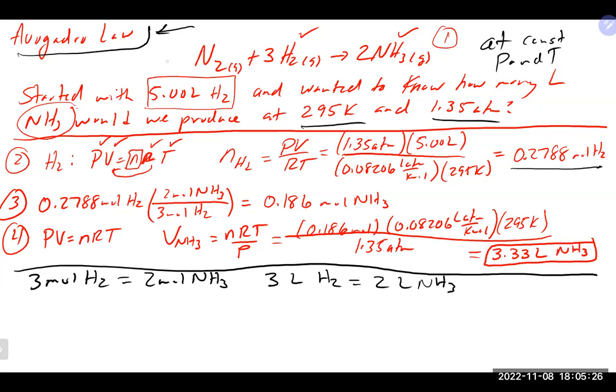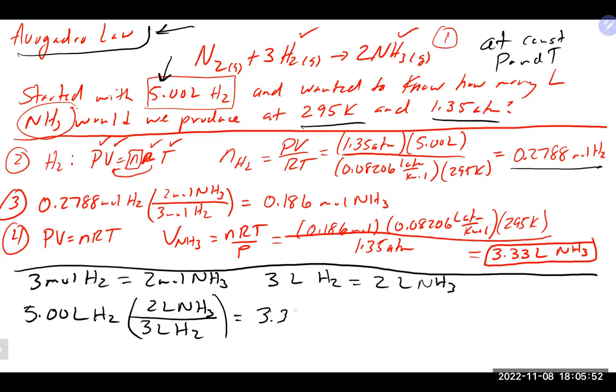We could actually start with our volume at the very beginning, which would be 5 liters of H2. And using our volume to volume relationship here, 3 liters of H2 gives us 2 liters of NH3. And with one step here, we could basically get the correct answer of 3.33 liters. So you can see it's a much shorter approach this way.